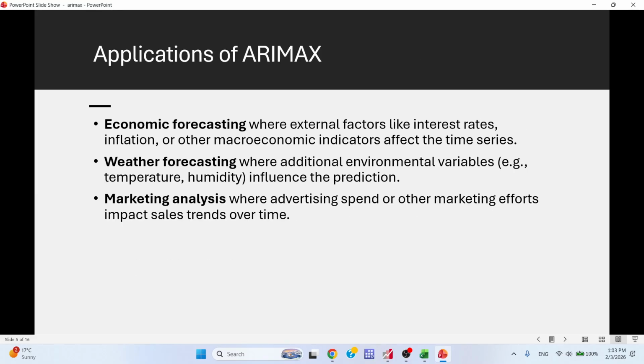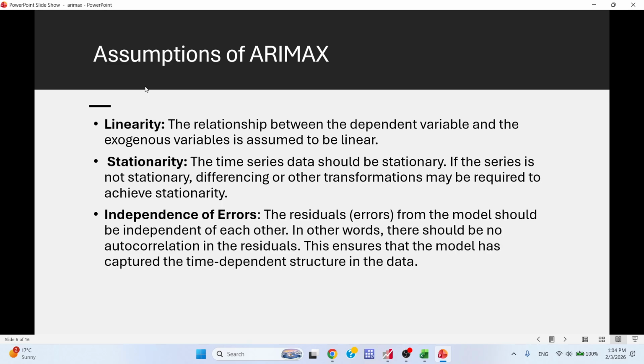So what are the applications of the ARIMAX model? In economic forecasting, external factors like interest rate, inflation, or other macroeconomic indicators affect the time series. In weather forecasting, there are external variables like temperature and humidity that influence the prediction. And in marketing analysis, advertising spend or other marketing efforts impact sales trends over time. So in all three of these areas, the ARIMAX model is useful.